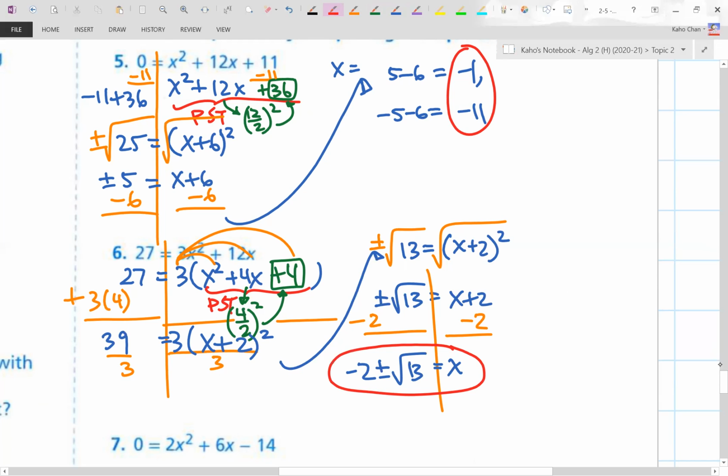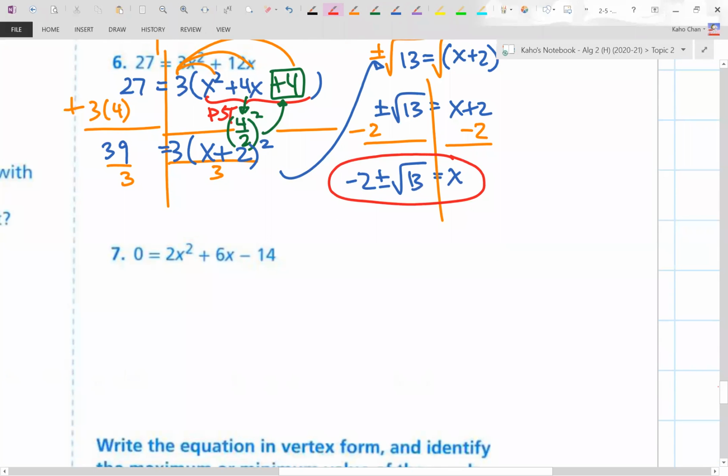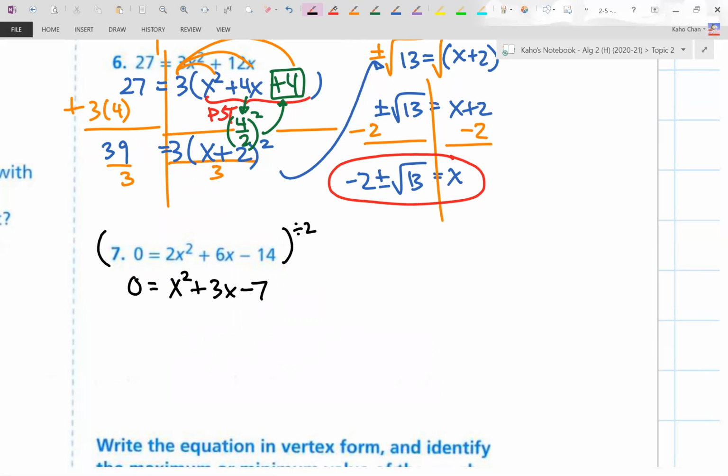Ooh, wow, are we done yet? Number 7, speaking of, I didn't notice in number 6, we can reduce everything by 2. That would make our lives easier. Let's divide everything by 2, just to reduce the heck out of it. 0 divided by 2, 2, 6, and negative 14 divided by 2. Yes. Oh no, it creates a fraction. That's okay. Let's give ourselves a little room. Let's move the 7 to the other side.